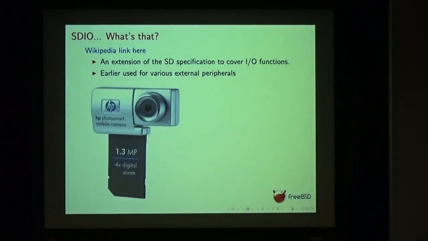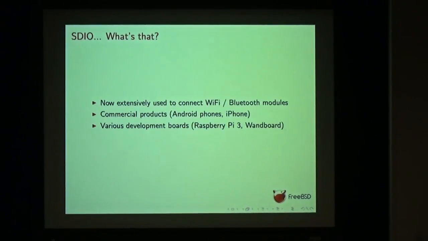So what's that at all? Earlier you could find those devices, maybe you can still find them in Akihabara. You can try it actually. But nowadays SDIO is used for connecting peripherals on the embedded boards, including mobile phones and development boards like Raspberry Pi or BeagleBoard.